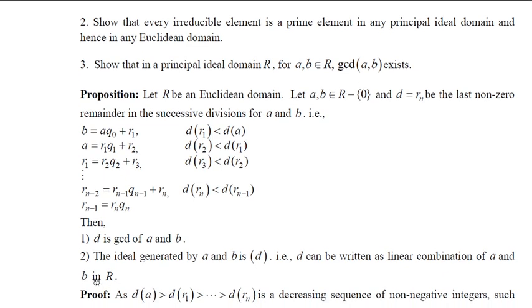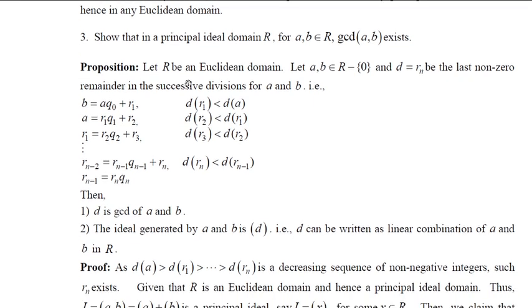Now, let's prove this one. We know that d value of a is greater than d value of r1. But d value of r1 is greater than d value of r2, and so on. You proceed like this. So d value of a is greater than or equal to all these, which is greater than or equal to d of r(n). So it is a decreasing sequence of non-negative integers. Since it is a decreasing sequence of non-negative integers, the last non-zero remainder exists.